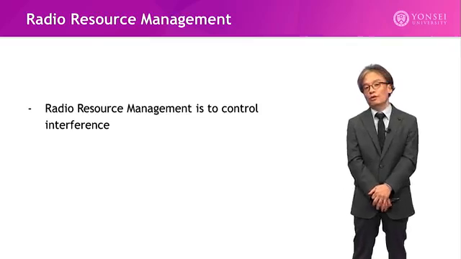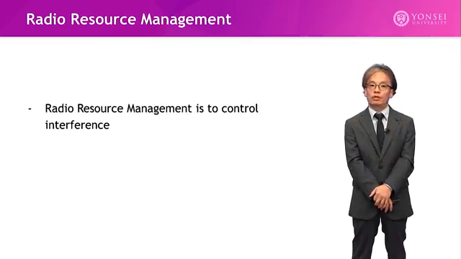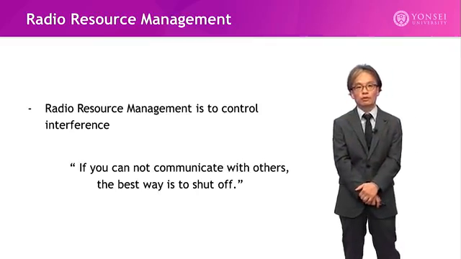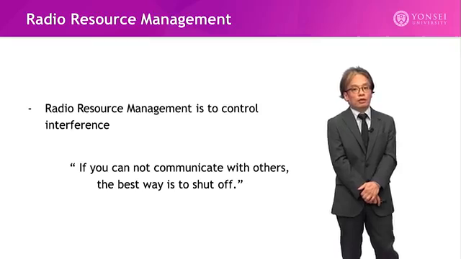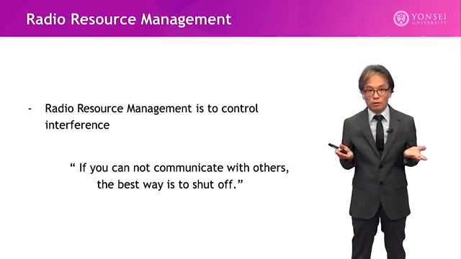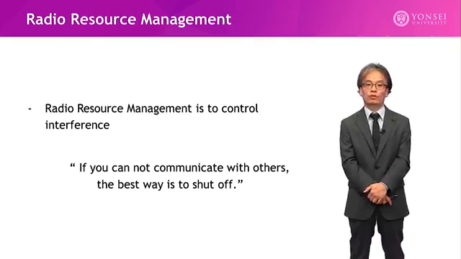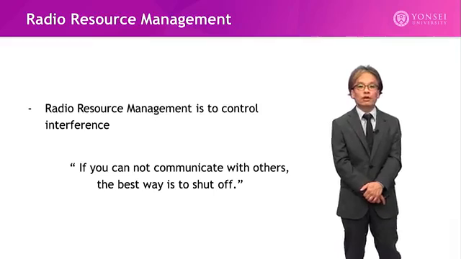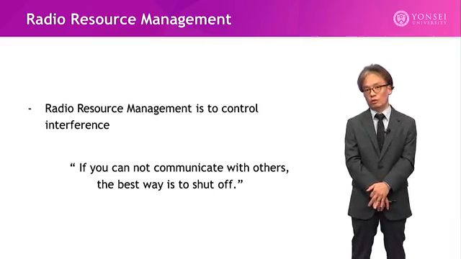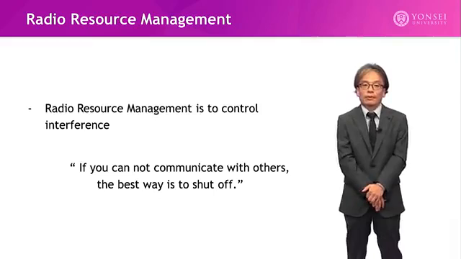Of course, you can think of a very simple resource management technique, even though it's not a desirable solution. For example, if you can't communicate with others, like in the cocktail party room, due to huge interferences, the best or very simple way of resource management is to make capacity 0. That means the best way is to shut off. Of course, this is a very simple and extreme radio resource management technique.